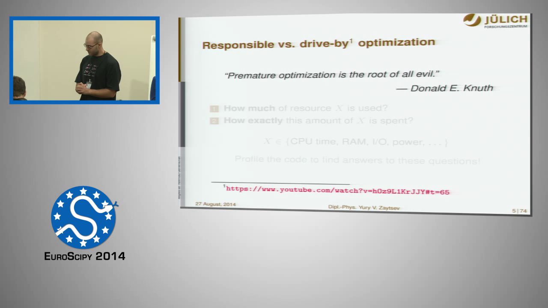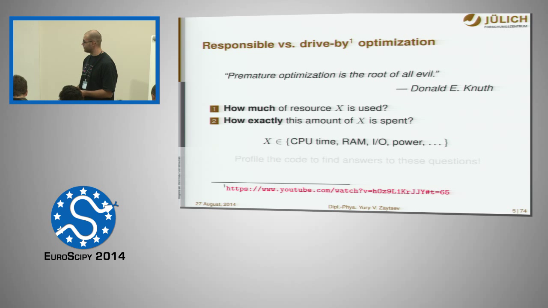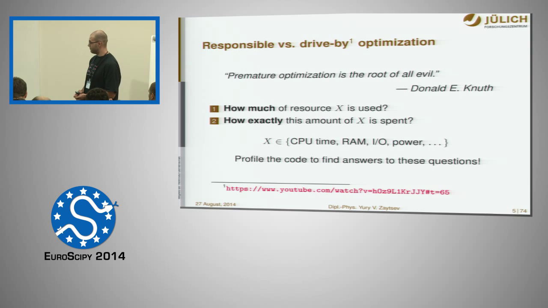That's why, when you try to optimize your stuff, you should first answer two questions. One is how much exactly of resource X is being used, and how these resources are being spent. X is usually implicitly assumed to be CPU time, but it doesn't have to be. It can be anything that is of value for you. It can be RAM, input-output bandwidth, network, or power also, especially for big machines. It takes as much electricity as a small suburban town does in a day, so you might be concerned about that as well. So profile the code to find answers to these questions and thereby engage in responsible optimization.